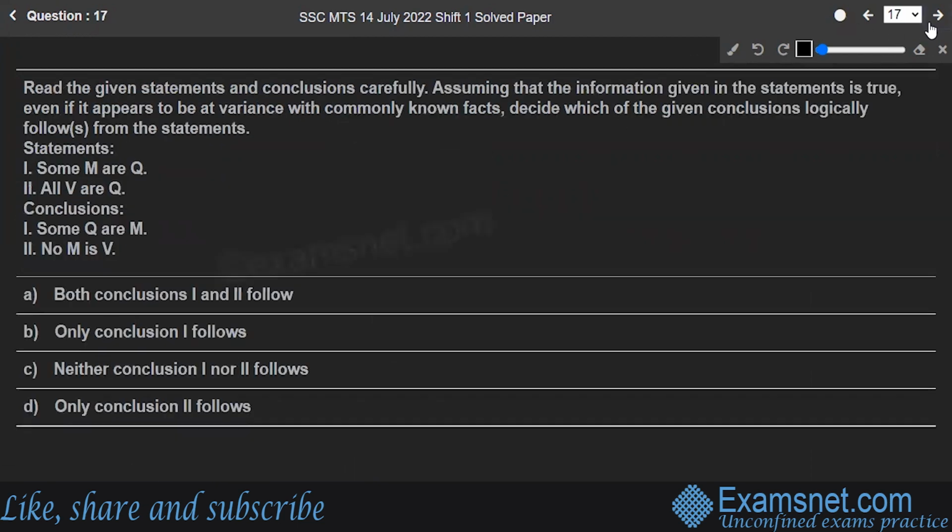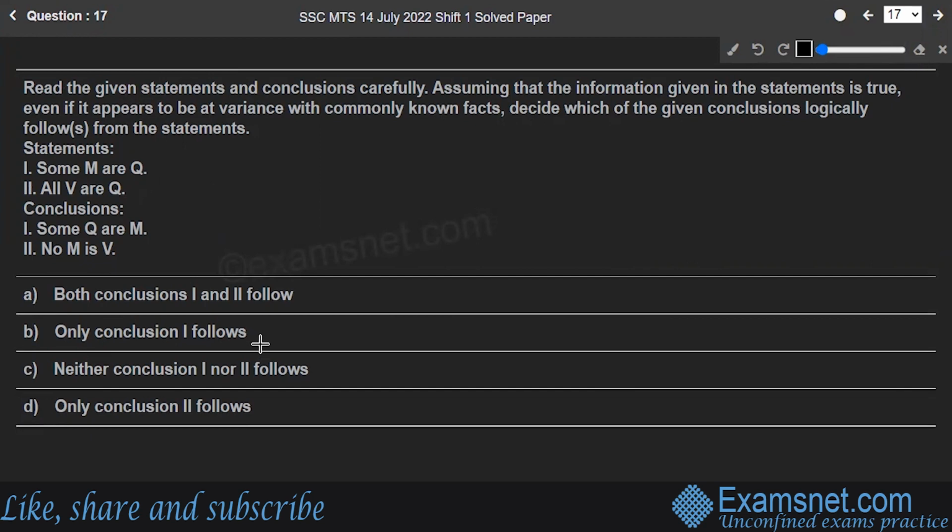Question number 17. Read the given statements and conclusions carefully, assuming that the information given in the statements is true. Even if it appears to be at variance with commonly known facts, decide which of the following conclusions logically follow from the statements. So here are the statements. In this question, we always take help of Venn diagrams to solve such types of questions. There are 2 statements given. Some M are Q, all V are Q. Make a Venn diagram for this.